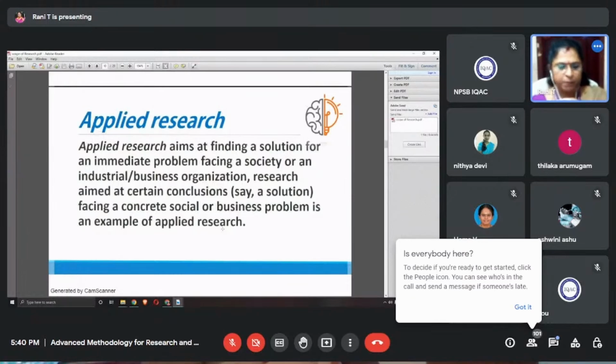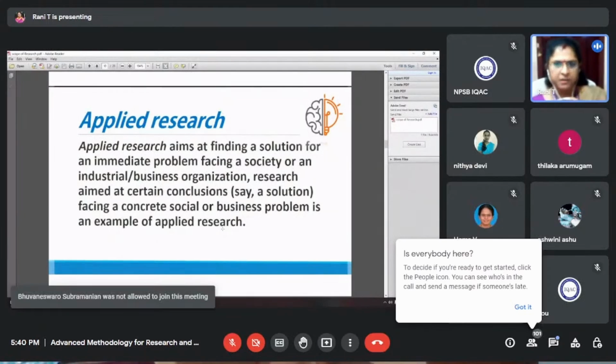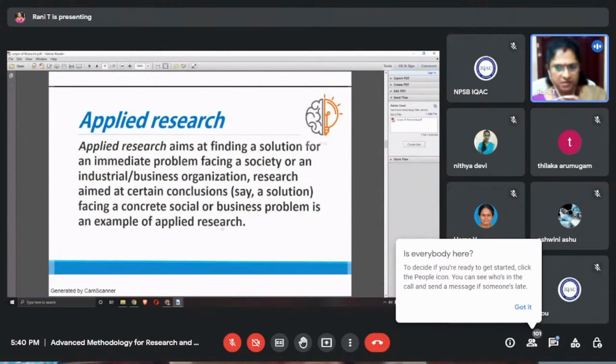The next one, applied research. Here we come to a conclusion about an immediate problem which we are facing in society. We can take COVID as an example. Here we want to find the vaccination or apt medicine which cures that particular problem. That is applied research. We aim at certain conclusions for the problems the society is facing, so that we apply that research here.